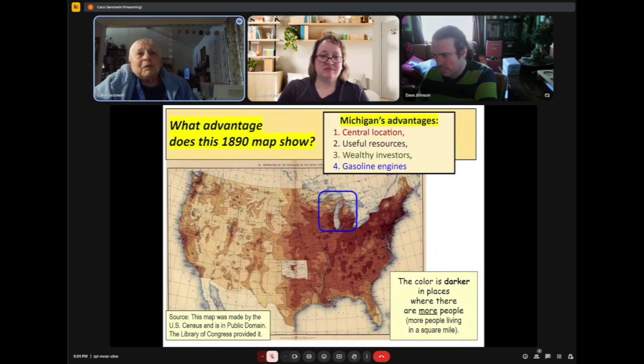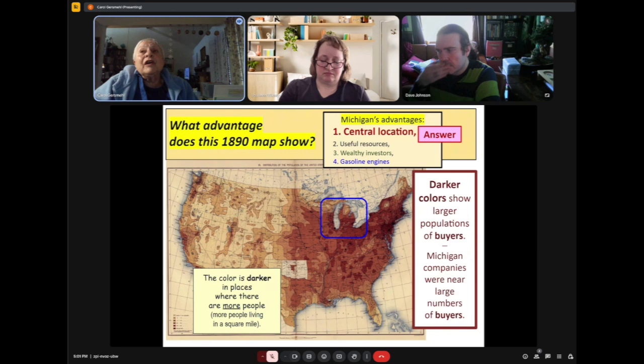What do you think this map shows? What advantage do you think this map shows? It shows population. This is 1890, and the darker the coloring, the more people you have. Hopefully, if you have more people, there are more people likely to buy the car that you make. And it turns out this is what is called the advantage of the central location, where you're likely to find a large population of buyers.